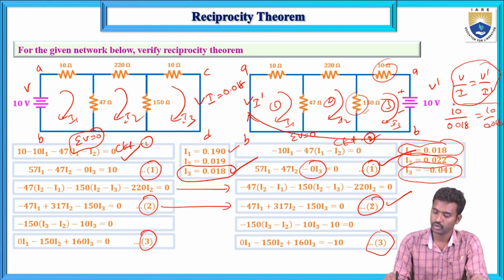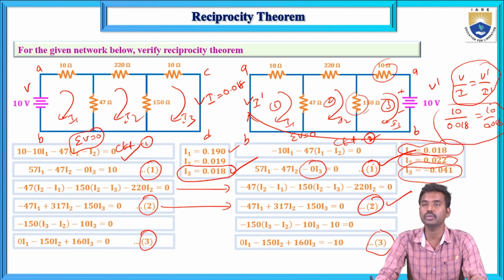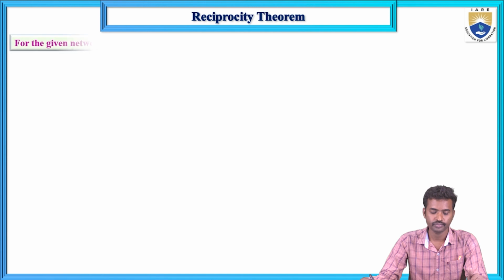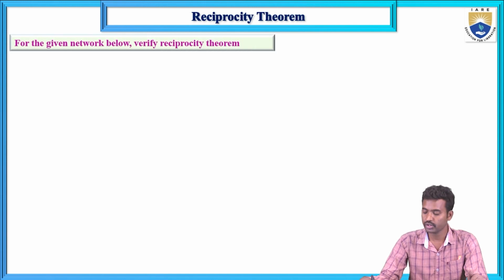So this current equals 10 by 0.018. The ratio of excitation to the response remains the same when the positions of the response and excitation are interchanged. So now the reciprocity theorem is verified. Now the fourth problem: for the given network below, verify the reciprocity theorem.